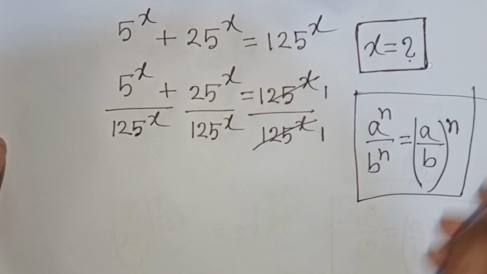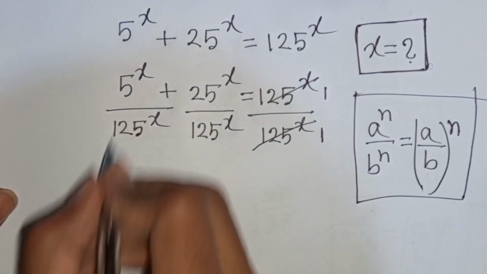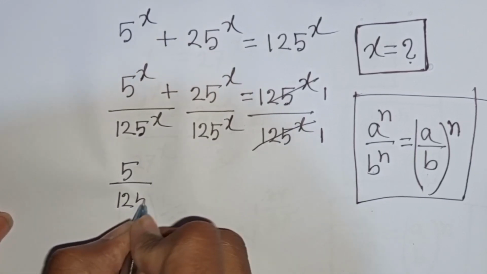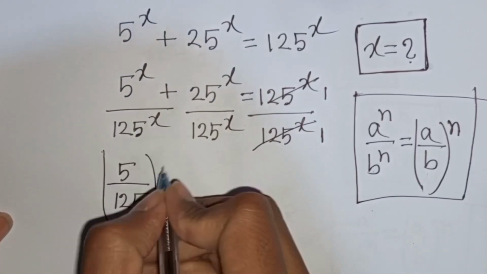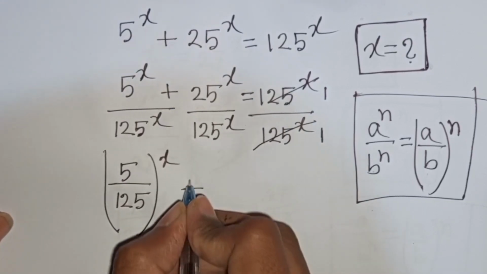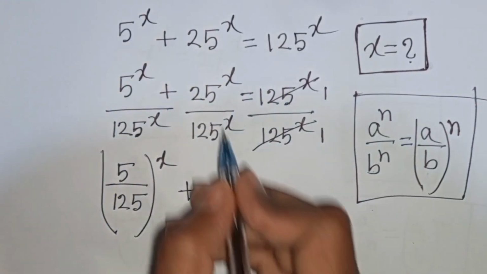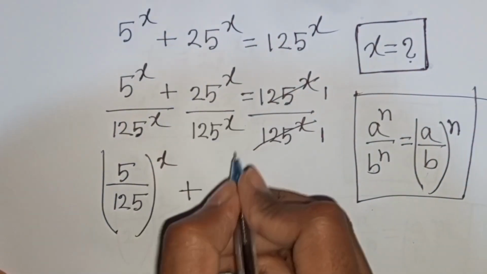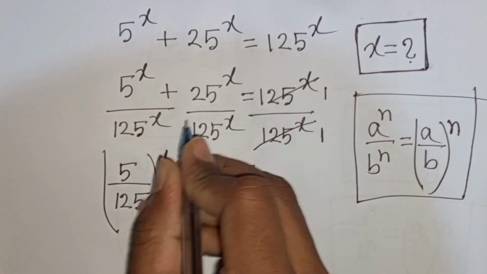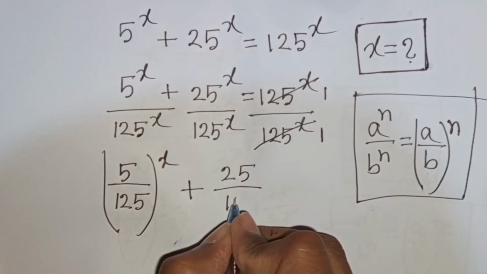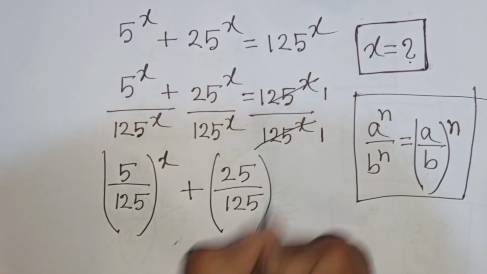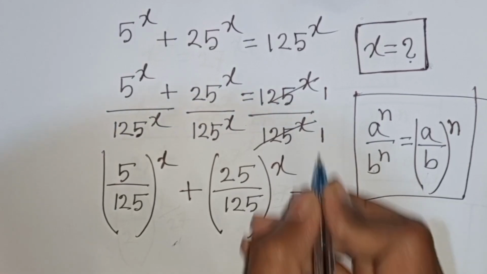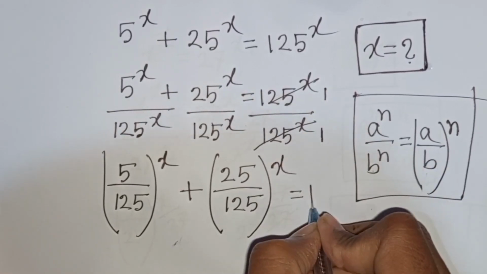So according to this exponential rule, we can write here 5 over 125, then in brackets the common power x, plus again x, the same power but different base. So according to this formula, we can write 25 over 125, then in brackets the common power x, is equal to 1 divided by 1, that means it will be 1.